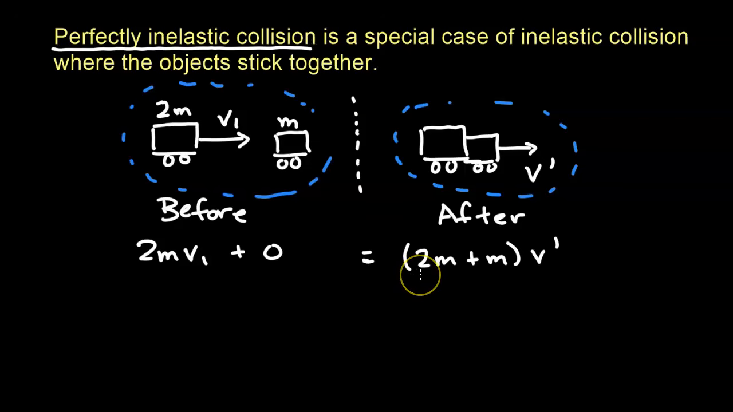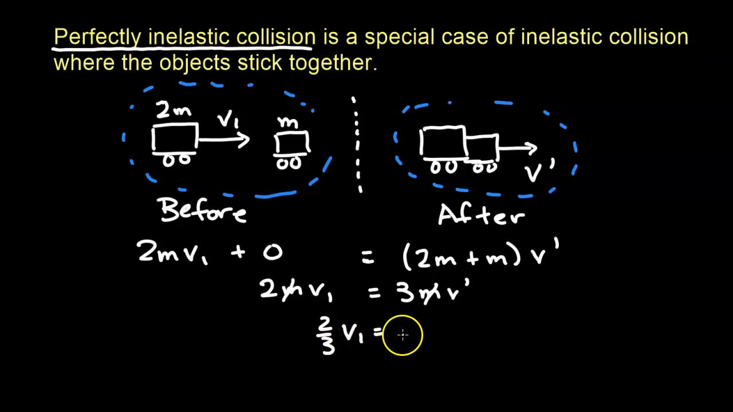So afterwards, you can treat their momentum as one large mass, one large object. So we just add up the masses, 2m plus m, times the final velocity. And then we can simplify this to 2m v1 is equal to 3m v prime, or v final. You'll notice that the m's in this case cancel out, which leaves us with 2/3 times v1 is equal to v prime, or v final. So the final velocity of this two-cart system is equal to 2/3 of the initial velocity of object 1.